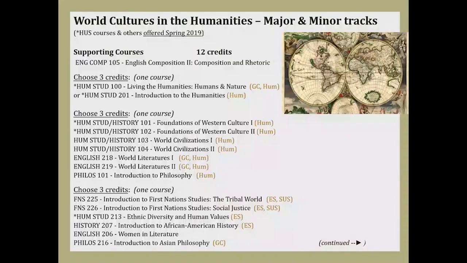From a nuts and bolts perspective, looking at the major and minor tracks in world cultures, what would you end up specifically taking as classes? Well, you need to take English composition, but that's pretty widely required for everything. That is an absolutely vital skill that you need to have. And then you would choose 3 credits from one of the 2 following courses. Either Humanities or Humanistic Studies 100 or 201, which are the intro courses, both of which are interdisciplinary, either of which satisfies that 3 credit option.